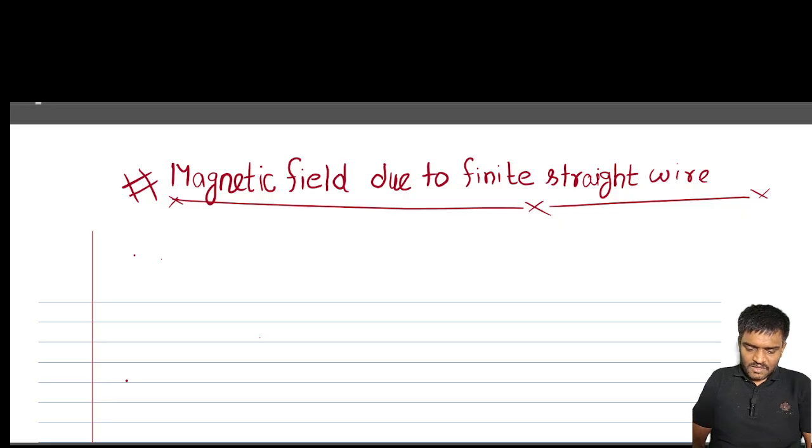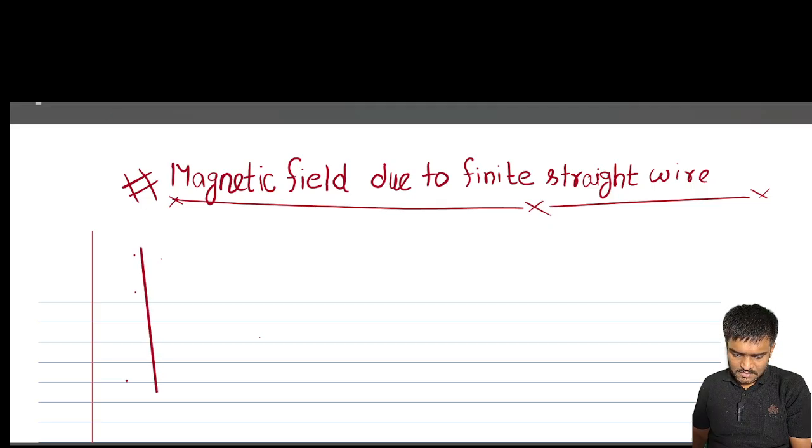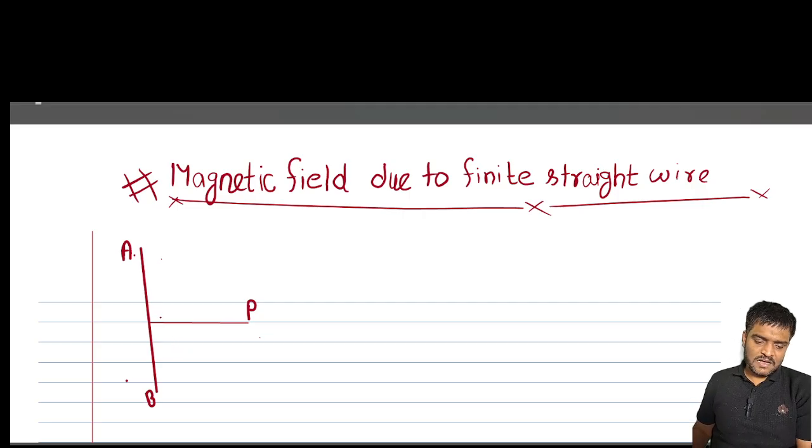So, here, this is the wire AB, and we have a point P at distance R naught. Okay, and the current passing through this wire is I.